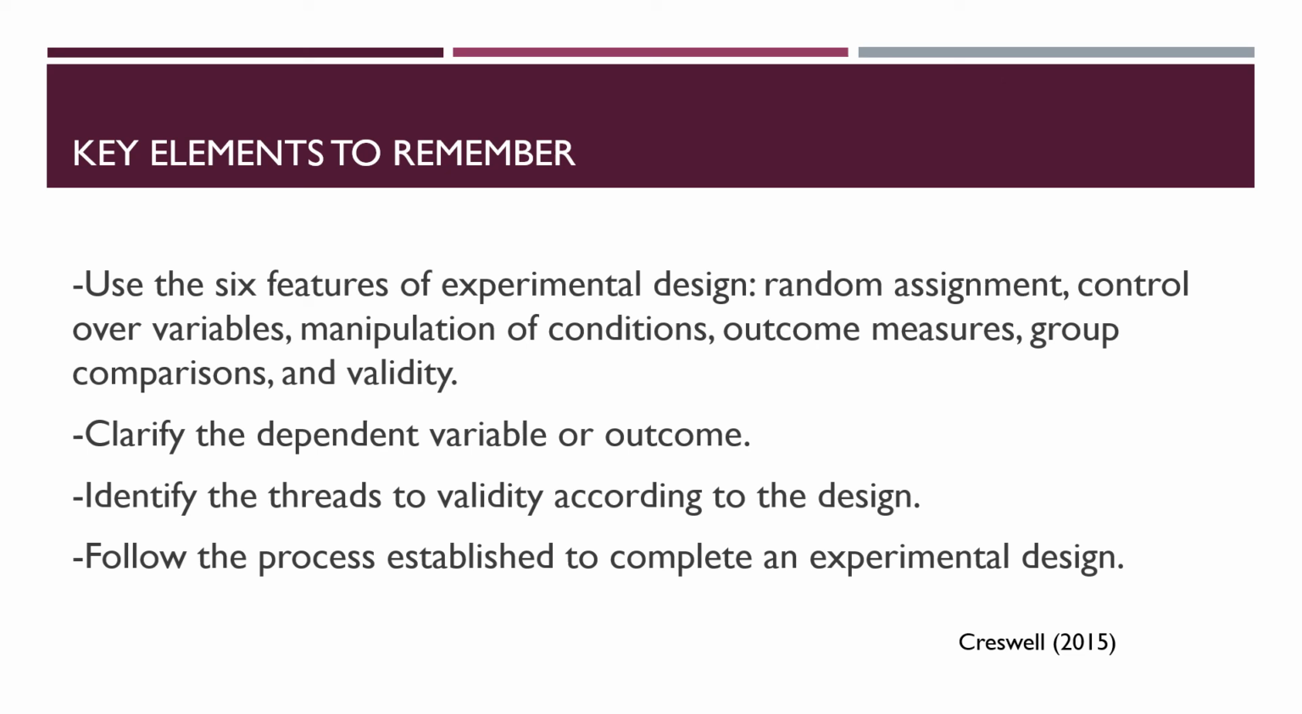The key elements to remember about experimental design is that you must remember to use the 6 features of experimental design: random assignment, control over variables, manipulation of conditions, outcome measures, group comparisons, and validity. Clarify the dependent variable or outcome. Identify the threats to validity according to the design, and follow the process established to complete the experimental design.